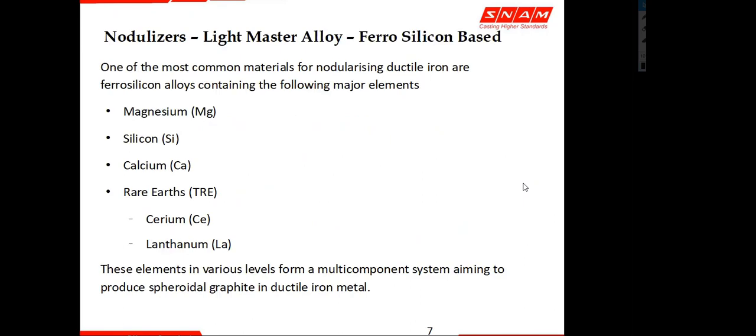We'll be discussing more about the light master alloy category, which is generally ferrosilicon based. The major nodalizing element present in this ferrosilicon based light master alloy is magnesium, and you have other elements like silicon, calcium, and rare earths. Rare earth is the family name of a group of elements, especially cerium and lanthanum, which get added to this light master alloy. These elements support magnesium in its performance. These elements in different combinations form different variants, which are opted for by different foundries for their process.